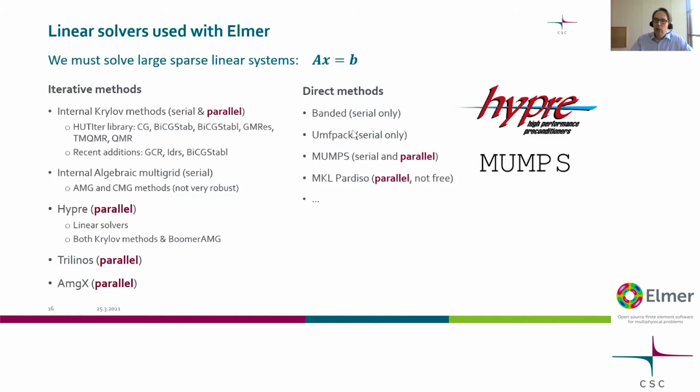We have also direct methods. The banded method comes with Elmer, but it is not to be recommended unless you are solving a 1D problem where the bandwidth of the matrix is very narrow. We use UMFPACK in a quite standard manner. It's from the University of Florida, a very nice direct multifrontal solver. And then we have MUMPS, which is maybe the best free strategy for parallel direct solution. And then we have some additional interfaces, like MKL Pardiso, which comes with many pre-installed libraries in supercomputing centers, for instance.